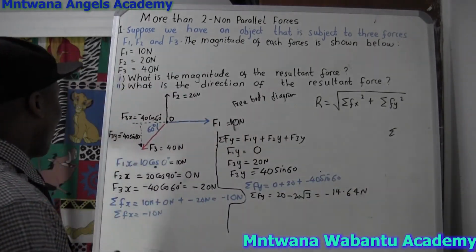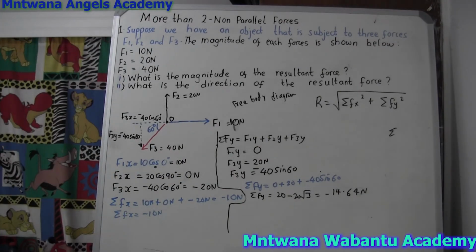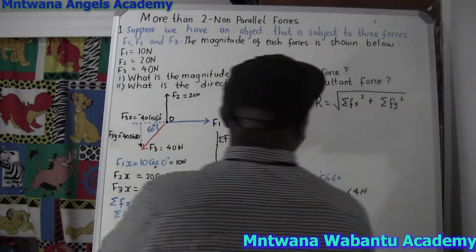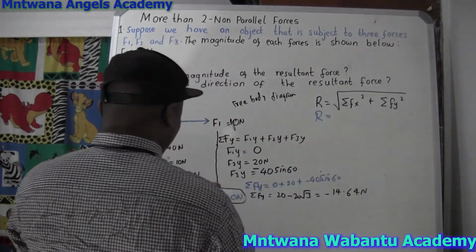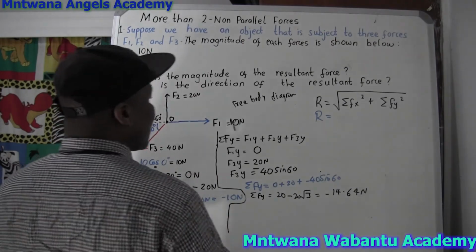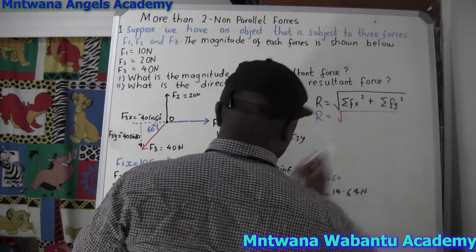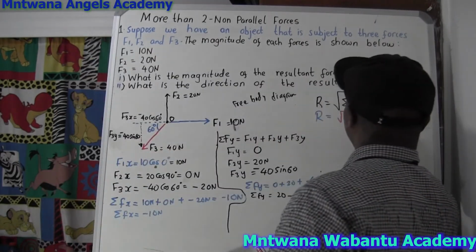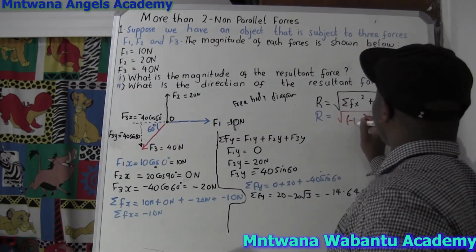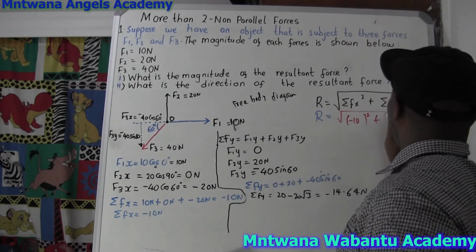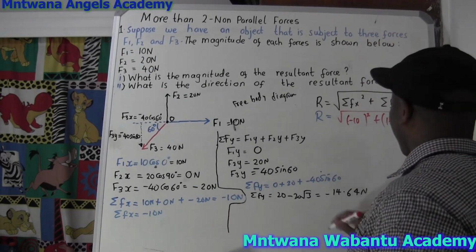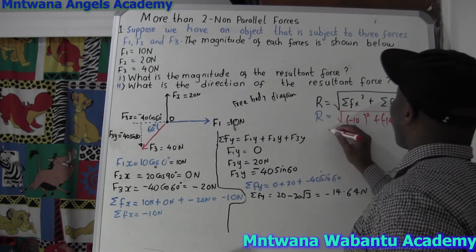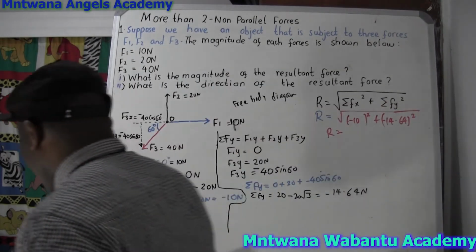Okay, so we got summation of fx, we got summation of fy. So now we need to square them, we need to get the resultant. So now the game is over. Let's plug it in here. So the resultant equals the square root of all the f of x and all the f of y. What is the f of x sum? Negative 10 squared, and then plus negative 14.64, which also must be squared.